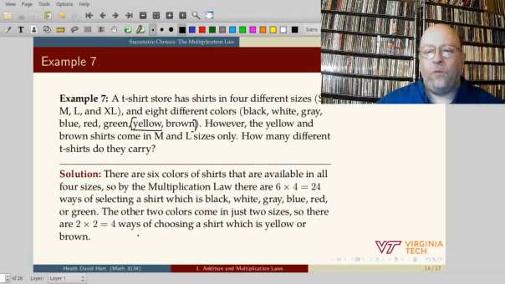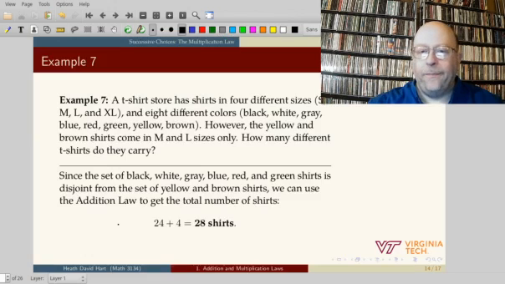These colors are disjoint from these colors, and since I have 2 disjoint sets of outcomes now, one that includes black, white, gray, blue, red, and green shirts, and one that includes yellow and brown shirts, the last thing I want to do is use the addition rule to add that 24 and the 4 together. Since the set of black, white, gray, blue, red, and green shirts is disjoint from the set of yellow and brown shirts, we can use the addition law to get the total number of shirts. So there are 28 different kinds of shirts at this store.